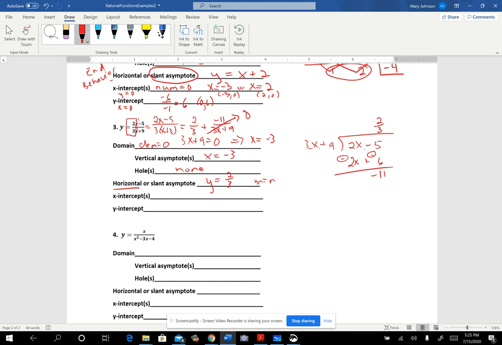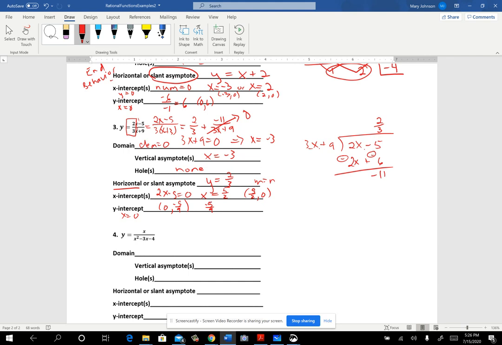Right, and then the x-intercept is where the numerator would equal 0. So you take 2x minus 5 equals 0, and you get x equals 5/2. And if you wanted it as an ordered pair, that would be (5/2, 0). And for the y-intercept, you're letting x equal 0. So you're getting rid of the terms with the x's in them, and what you have left is just negative 5/9. And sometimes we just say negative 5/9, and sometimes we put it as an ordered pair.